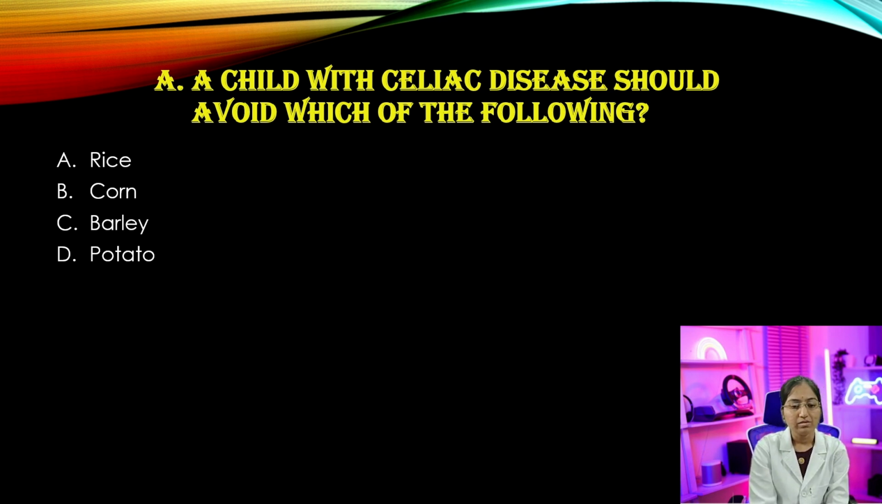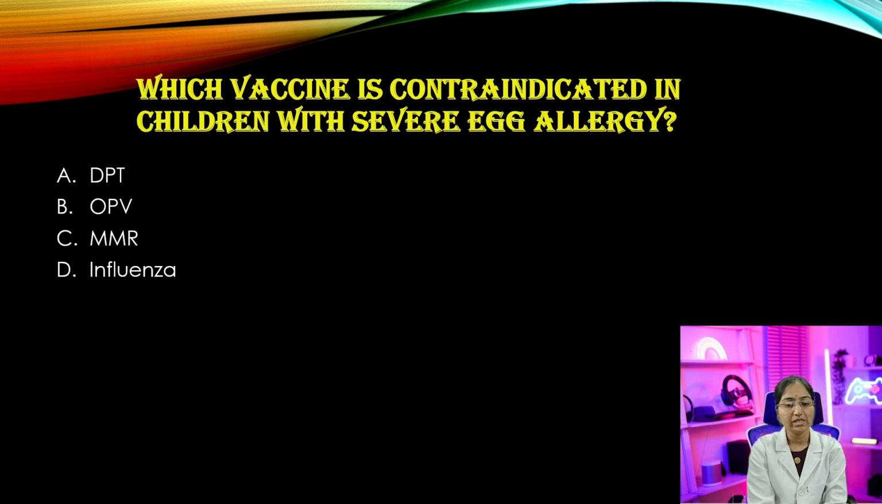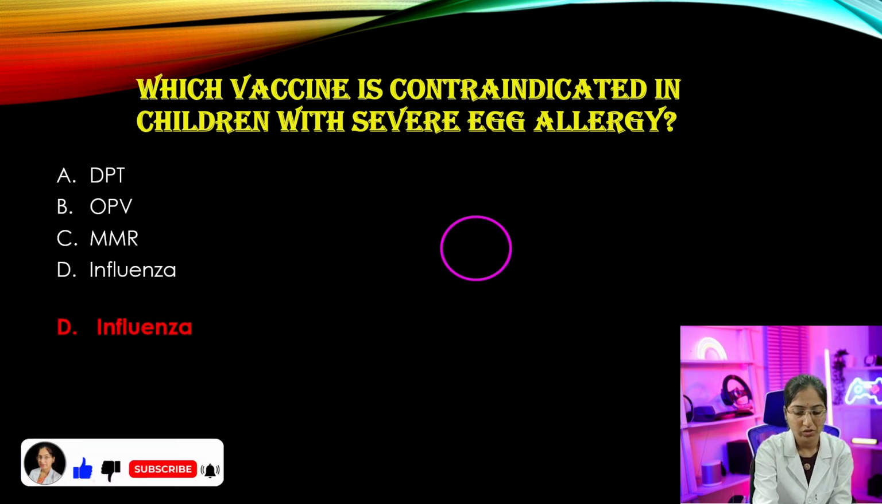A child with celiac disease should avoid which of the following? Options are here. Right option is barley. We'll move to the next question. Which vaccine is contraindicated in children with severe egg allergy? These are the options here. Right option is influenza. We'll move to the next question.